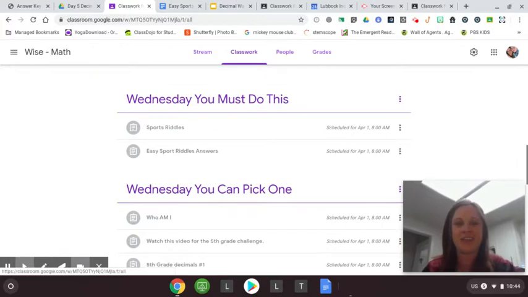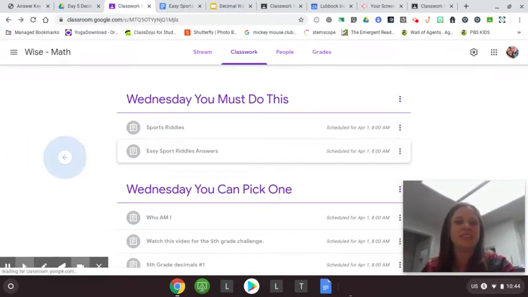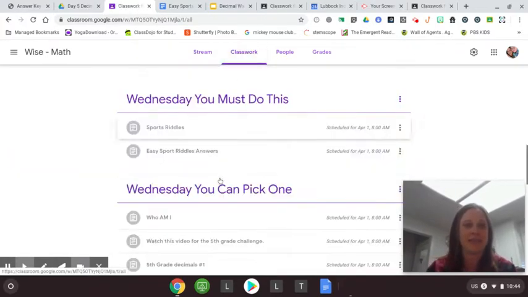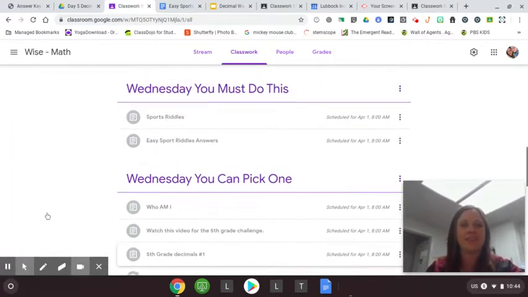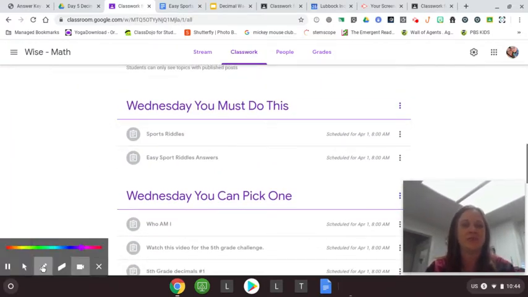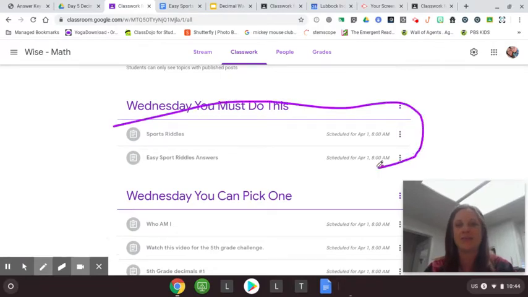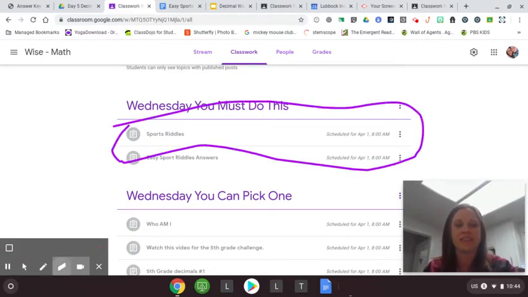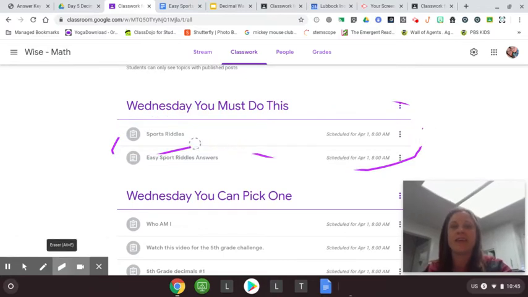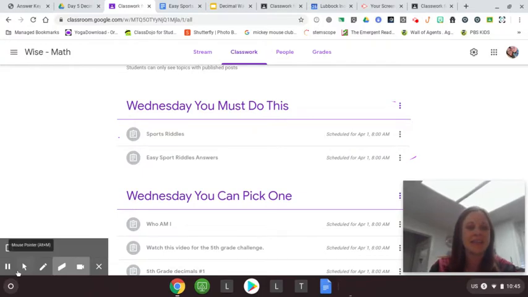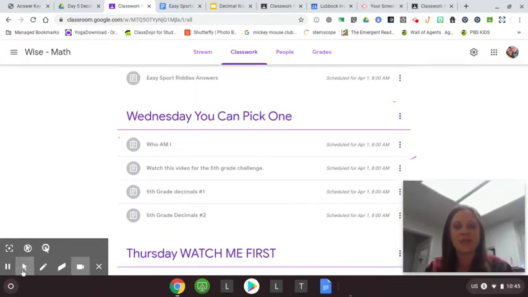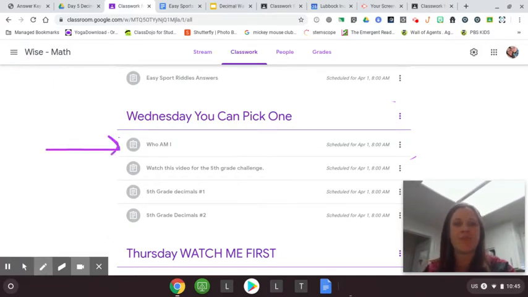Then here are your 2 must-dos. Oops, I just messed that up. Here are your 2 must-dos. So you got to do the sports riddle and then put your answers in the Google form, and that will grade that for us. So we will have that ready for you. Then on the next one, remember you can pick one. If you want to do just a 4th grade review, do Who Am I? Show your work, and we're going to figure something out for a prize.